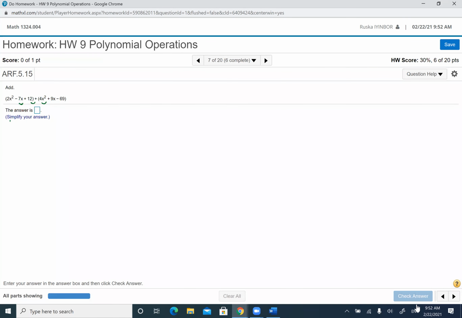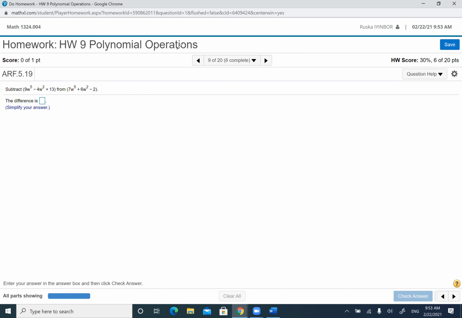And then here we have to add. So you have to take off the parentheses the way I showed you, and combine like terms. You got that, right? I'm going to go to the next one. You're going to add the same way: take off the parentheses, combine like terms. Here we're going to subtract from.